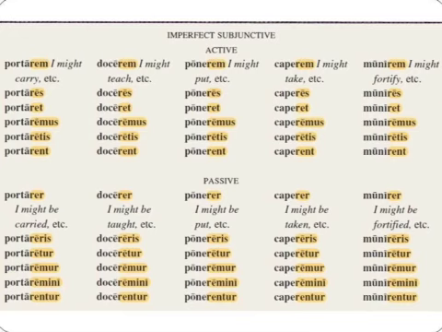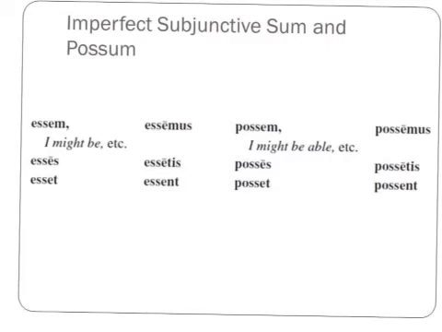Infinitive plus endings. The irregular verbs sum and possum are no different. All you do is take the present active infinitive, which is also the second principal part, esse, and add the endings. So essem, esses, esset, essemus, essetis, essent. And for possum, again, the infinitive is posse, also the second principal part, and you just add your endings as so. Both sum and possum are not made passive in Latin.